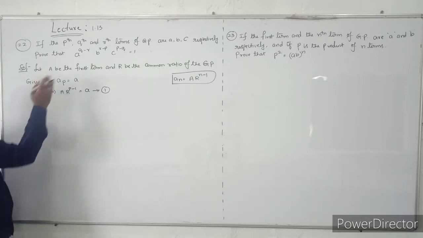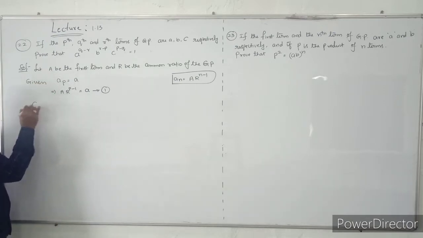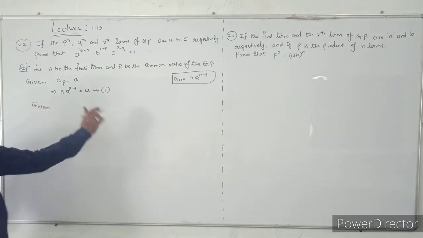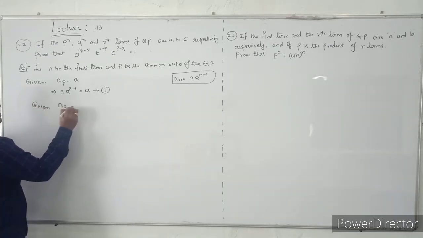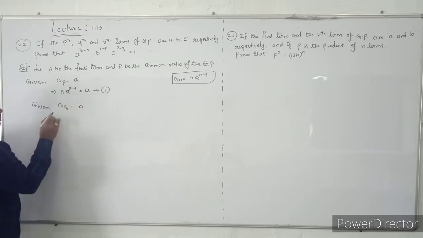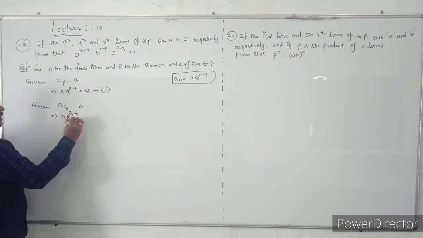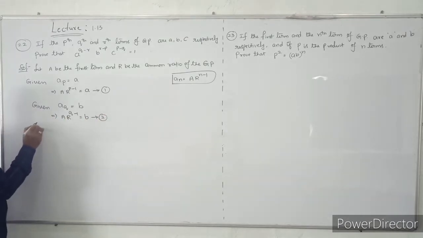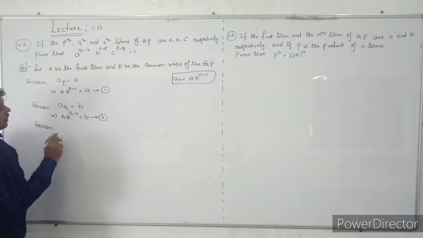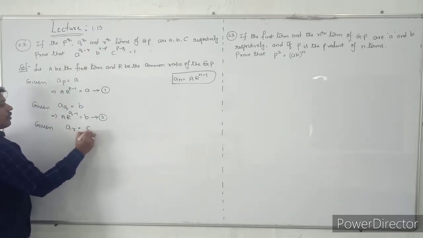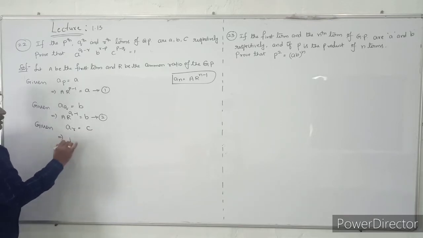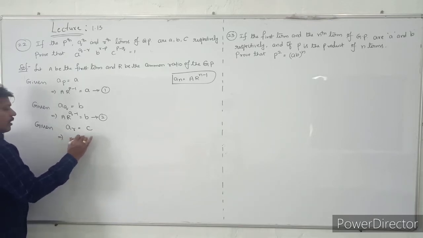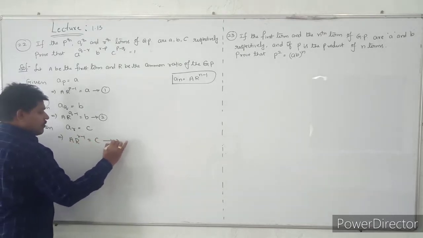Similarly, you can take the qth term. The qth term is given as b. So aq is nothing but A into R power Q minus 1, that is equal to b. So this is equation number 2. And they have given one more condition: the rth term ar is equal to c. So ar is A into capital R power R minus 1, that is equal to c. So this is equation number 3.